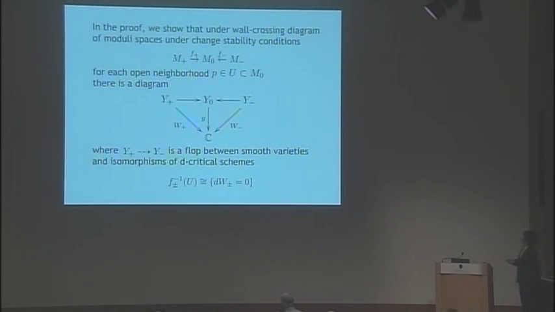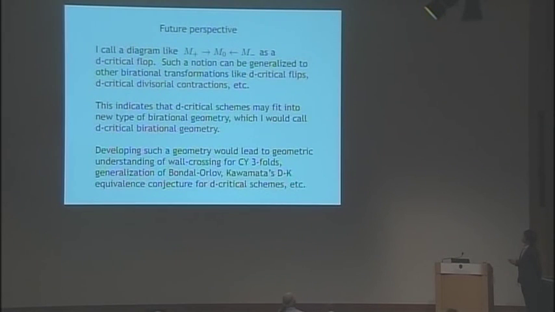I think that this kind of observation will lead to some sort of new birational geometry. So this is the last slide, for future perspective. I call a diagram like M plus to M0 to M minus a d-critical flop. This is a virtual version of a flop. It is locally, on the downstairs, written as a critical locus of some functions, and the ambient spaces are related by a flop. Such a notion can be generalized to other birational transformations like d-critical flips, d-critical divisorial contractions, and so on. So this indicates that d-critical schemes, that is, schemes together with d-critical structures, may fit into a new type of birational geometry, which I'd like to call d-critical birational geometry.